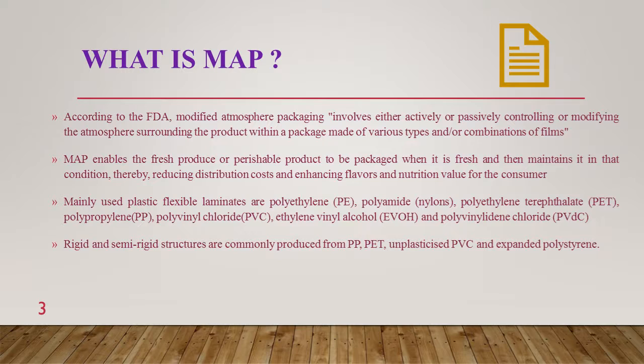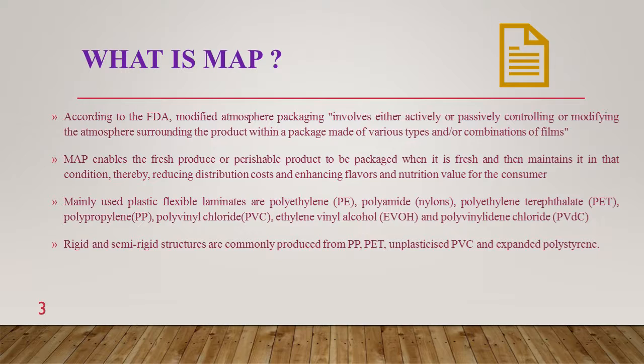MAP enables the fresh produce or perishable product to be packaged when it is fresh and then maintains it in that condition, thereby reducing distribution cost and enhancing flavors and nutritional value for the consumer. Now the MAP packaging aims to provide longer shelf life, maintain sensory attributes like color, appearance, taste, and achieve the food safety of the product. The normal composition of air is 21% oxygen, 78% nitrogen, and less than 0.1% carbon dioxide.